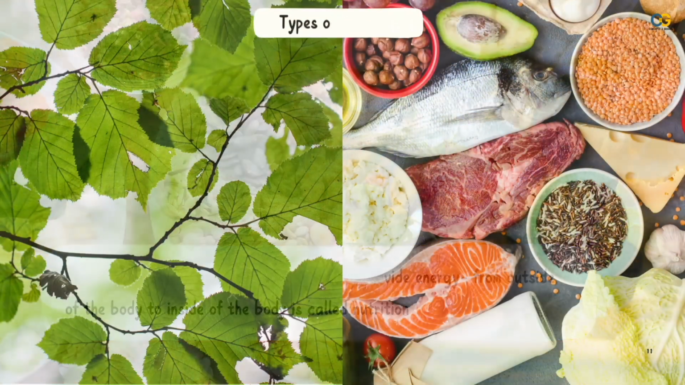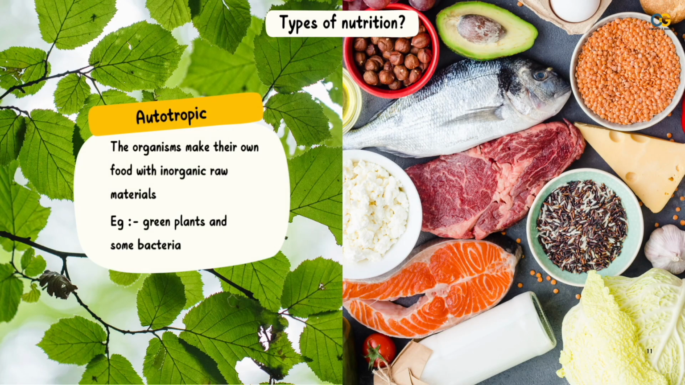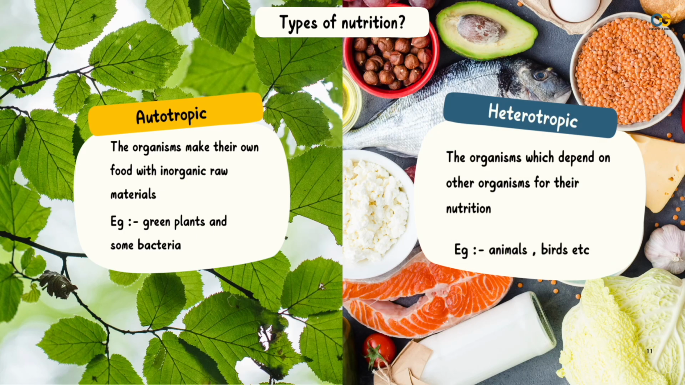Now, there are two kinds of nutrition. One, autotrophic nutrition, where organisms make their own food with inorganic raw materials. Green plants and some bacteria are examples of this nutrition. Here, they are independent of other organisms for their nutrition. Two, heterotrophic nutrition. Here, the organisms depend on other organisms for their nutrition. For example, animals, birds, human beings, etc. Here, the organism is completely dependent either on autotrophs or other organisms for their nutrition.